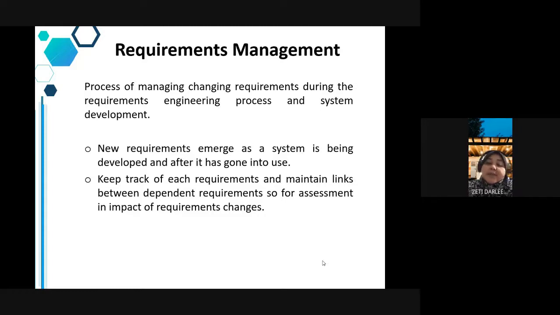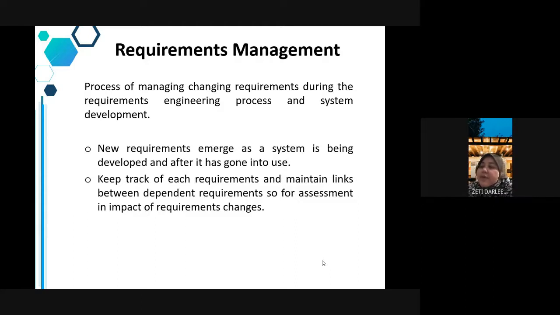So what we're going to do about that when things happen during the process? New requirements emerge as a system, especially you dah define dalam kontrak, tapi user nak this new function to be added up dalam kontrak. So what you're going to do? So kalau dia added up, meaning there definitely more time for coding ataupun more manpower to work on the issue. So what you're going to do? Okay. It can be done. New requirements emerge as a subsystem is being developed and after it has gone into use.